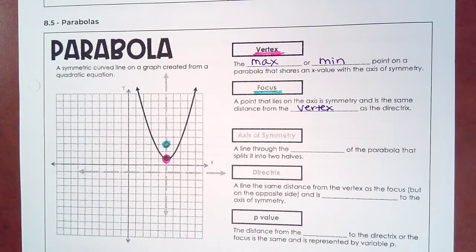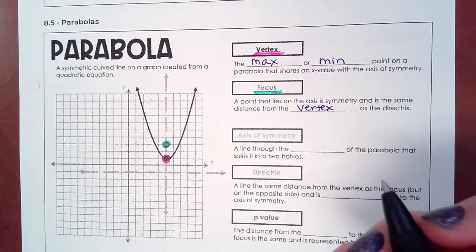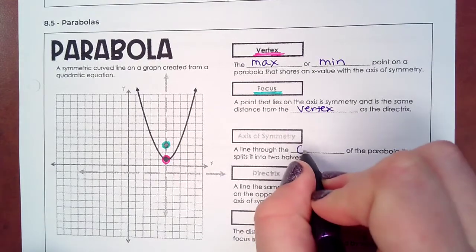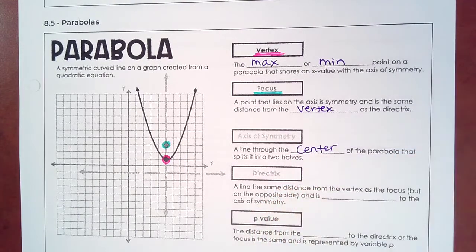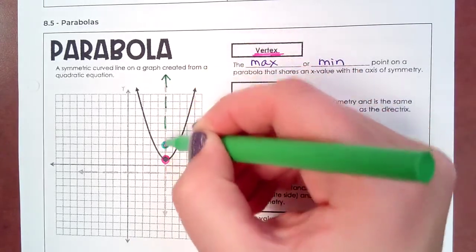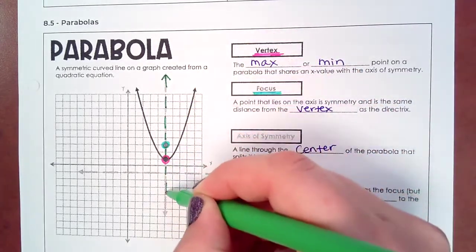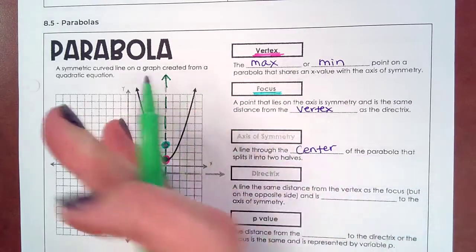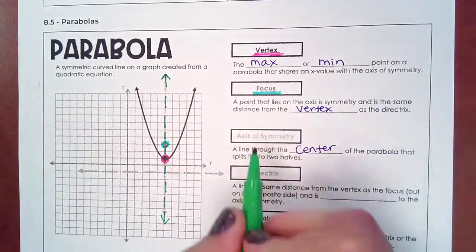The axis of symmetry is a line that goes through the center of the parabola and that splits it into two congruent halves. So the axis of symmetry shows you where it's kind of reflecting over. Either side is a mirror image.